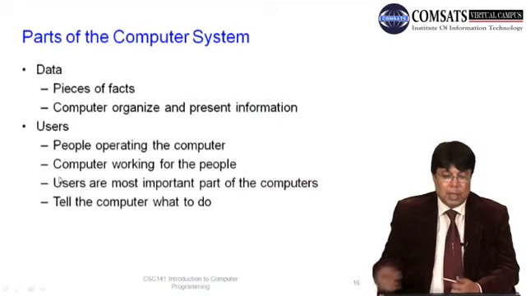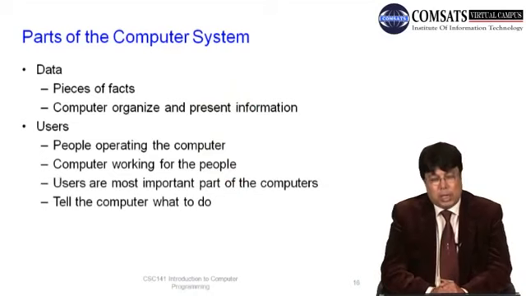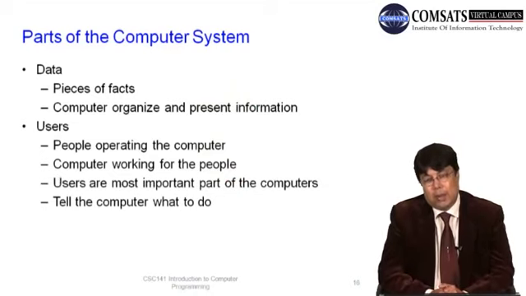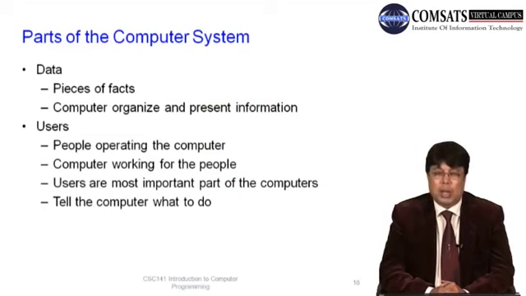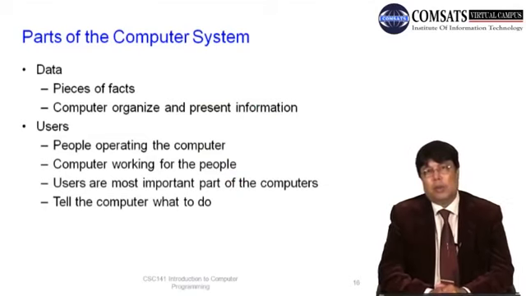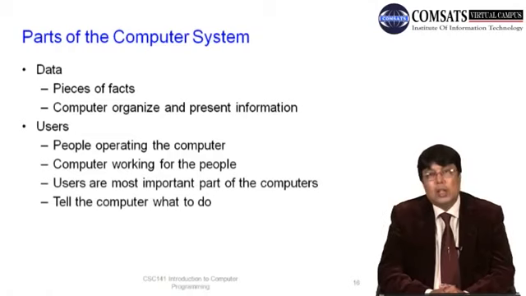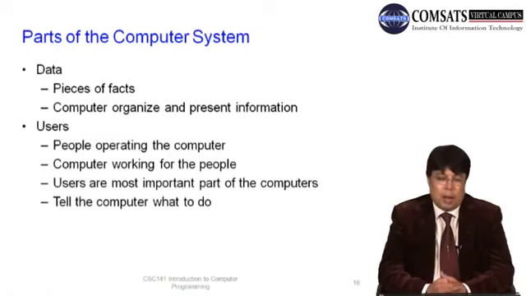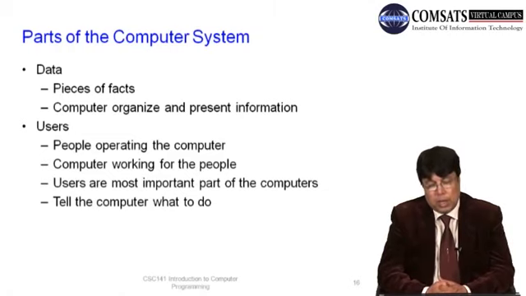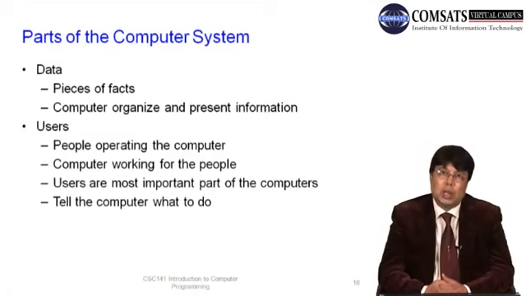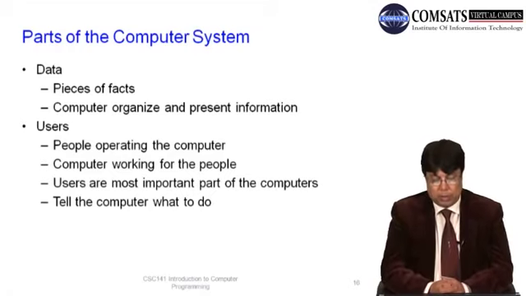So let us explain. We have already talked about the data. Data is basically a piece of fact, and the computer organizes and presents the data in the form of information. Then the users. Users are basically the persons or the people who operate the computer, and the computer carries out tasks for them. Okay, the computer is working for the people. So users are the most important part of the computer.